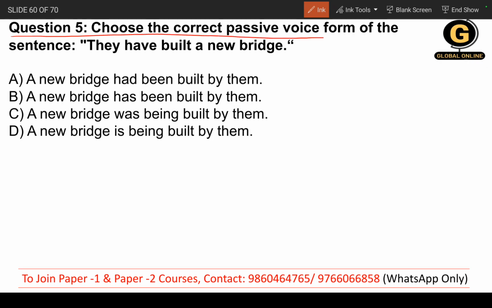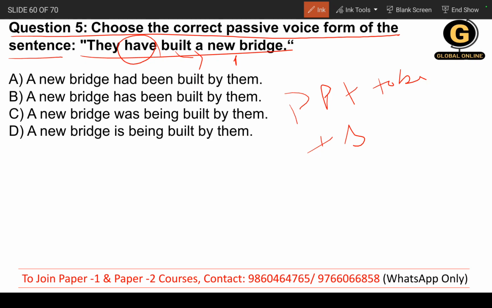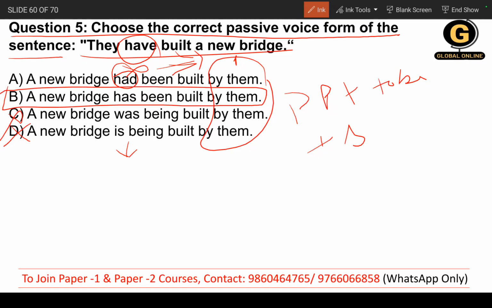Now the fifth question, choose the correct passive voice form of the sentence. They have built a new bridge. You must understand that it's talking about the present tense, and it also has a past participle. We must include the past participle, the to be form, and by. Now every option has by. One is in the continuous tense, so it cannot be the answer. Was being built by them cannot be the answer because of was. A new bridge had been built by them cannot be the answer because it's talking about something that happened much earlier. So B will be the correct answer. A new bridge has been built by them.